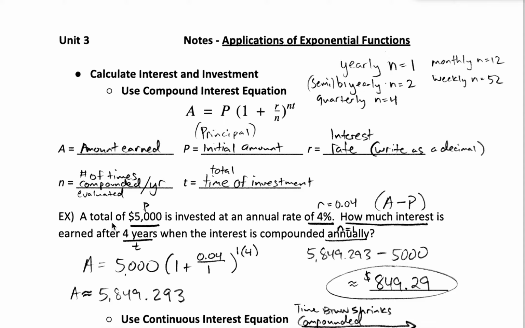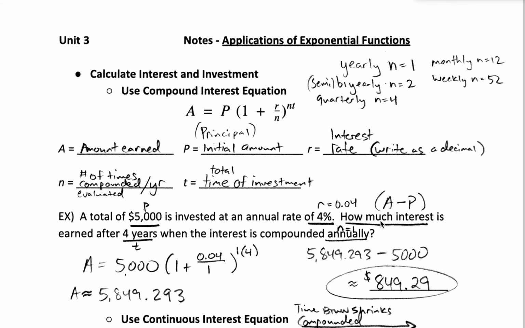So in this first example, we're going to start with $5,000. We're going to put that into our bank account, and it's going to invest or calculate our interest at 4%, so 4% of our $5,000 every year. We're doing it annually, so once per year. And we're going to see how much we have in our bank account after 4 years. And then more specifically, we're going to evaluate how much of that was just interest earned.